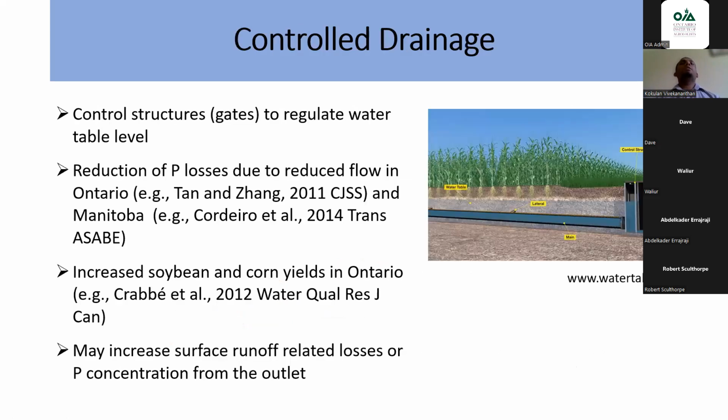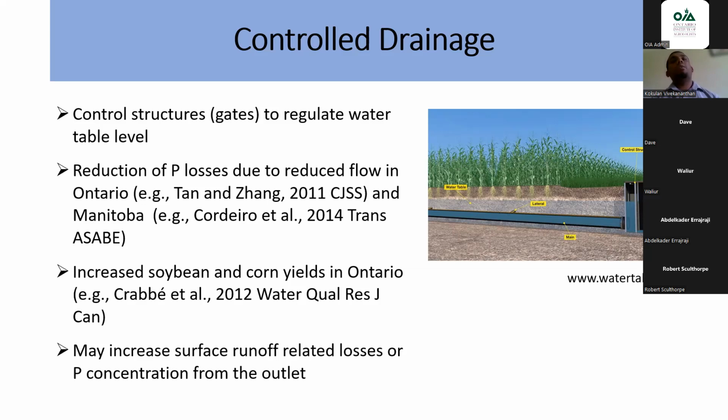And other than these 4 concepts, there are a couple of things I wanted to briefly touch on, and there's a thing called controlled drainage. In controlled drainage, control structures or gates are installed in the tile outlet to regulate the water table level. This controlled drainage is found to reduce phosphorus losses due to reduced flow, and it's been reported from Ontario as well as the Canadian prairies.